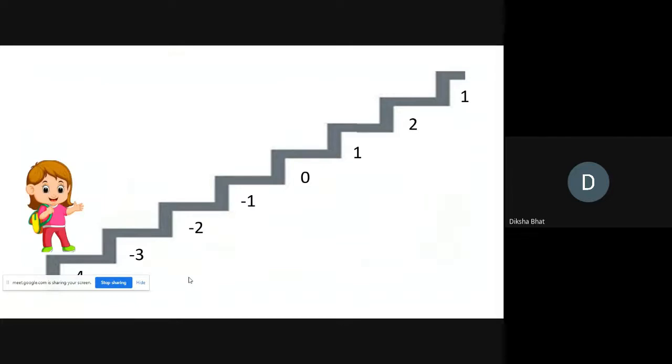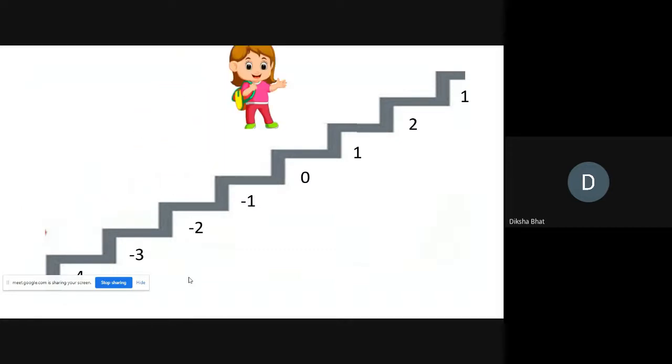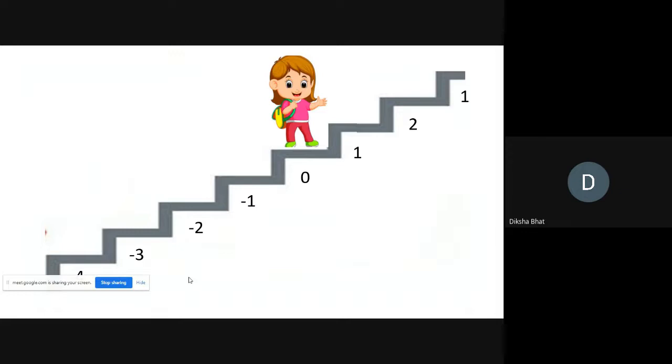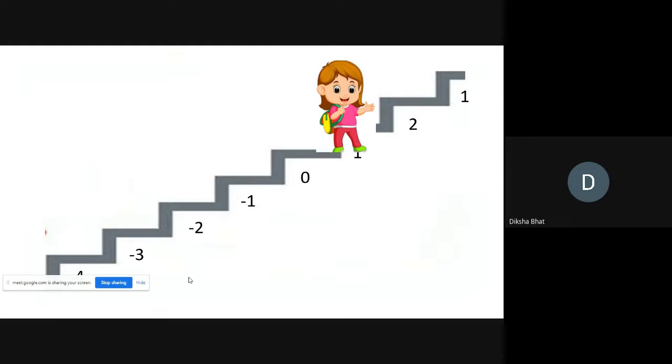This is Meena. She has marked steps with integers. On which step is Meena standing? Negative 4. Yes, correct. Where did Meena reach? 0. Can you just say it louder? 0. Yes, correct. If she takes one step forward, where will she reach? 1. Yes, correct. She will reach at 1.